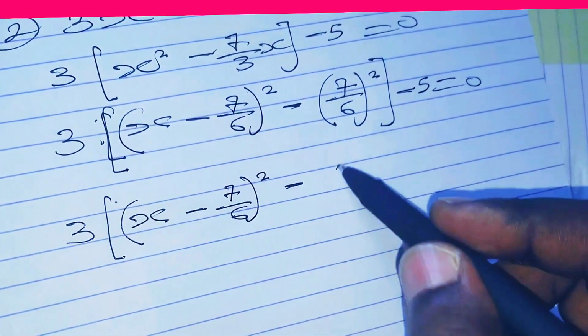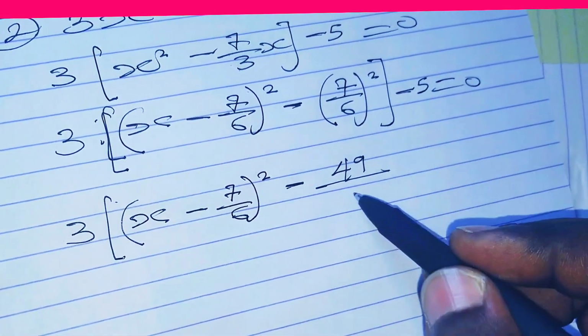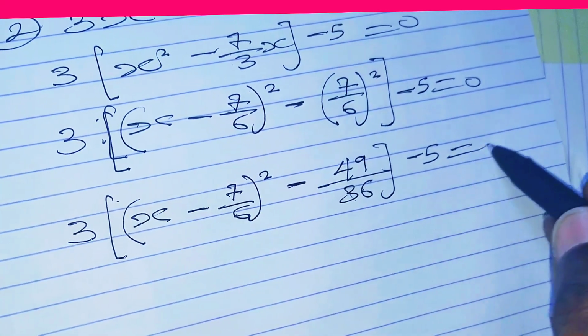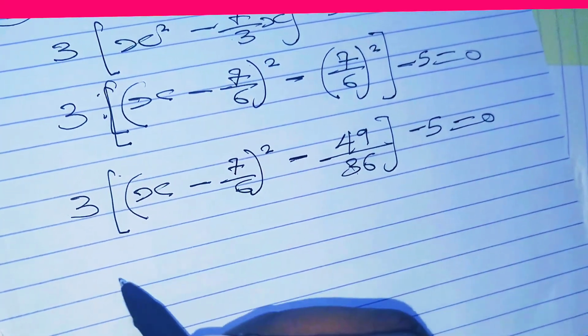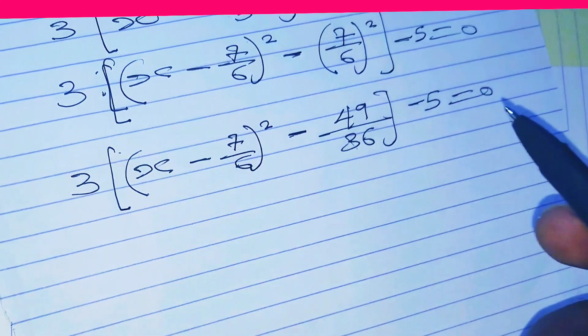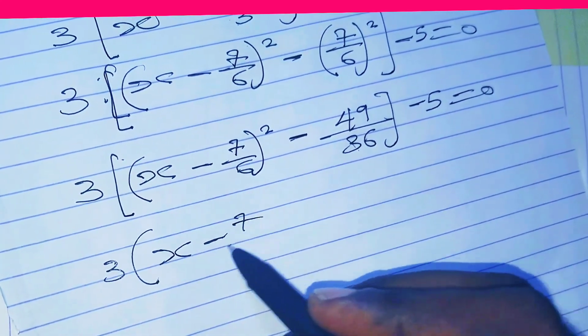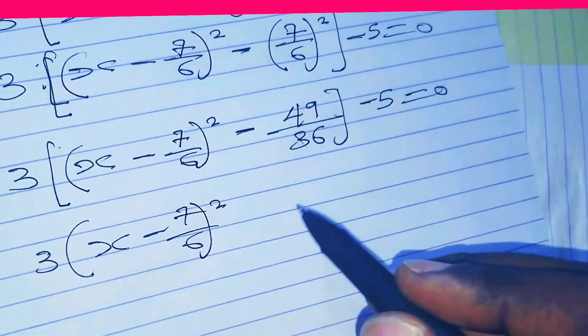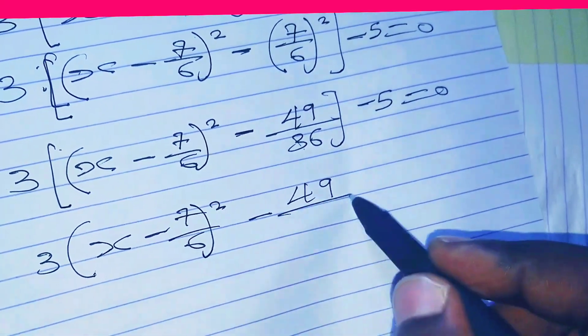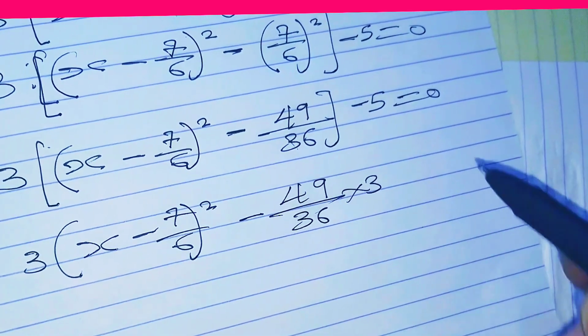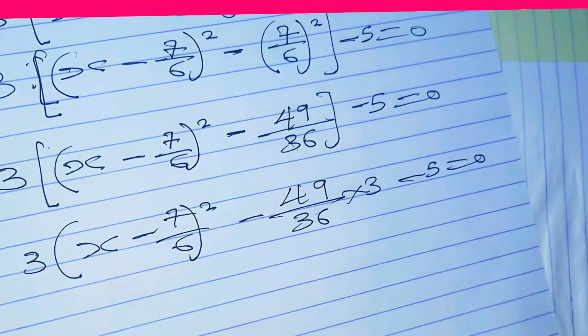Okay, minus 7 squared is 49 over 6 squared, that's 36. Okay, minus 5 equal to 0. So we can use this 3 to open up the brackets. So we have 3 bracket x minus 7 over 6 squared minus 49 over 36. Of course, 3 has to be multiplied here. Then minus 5 equal to 0.